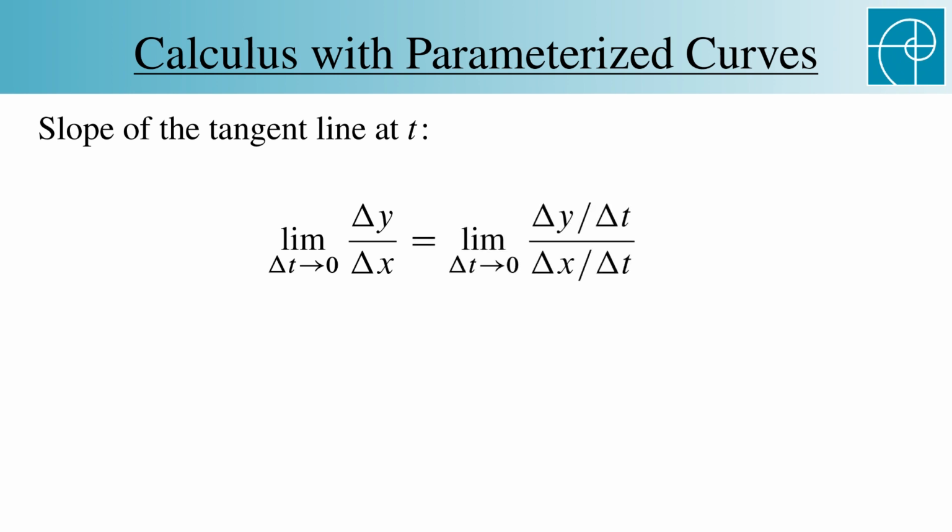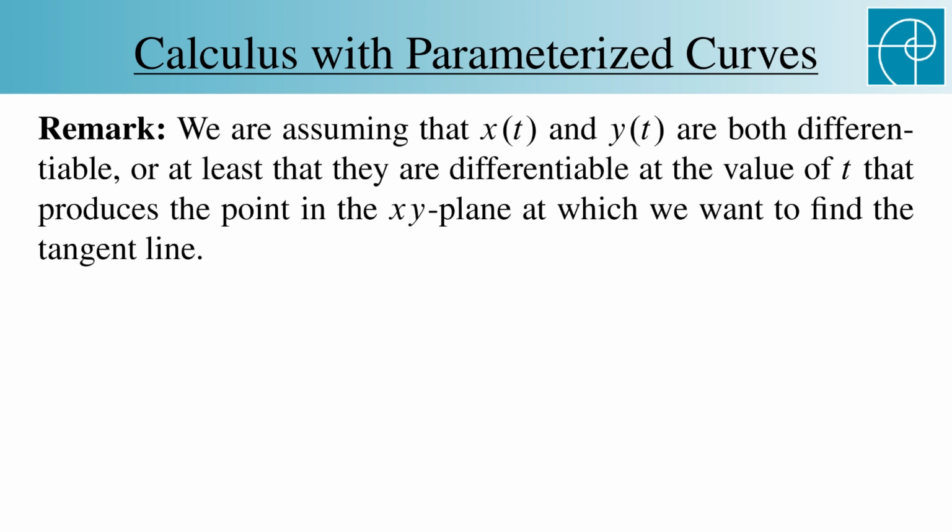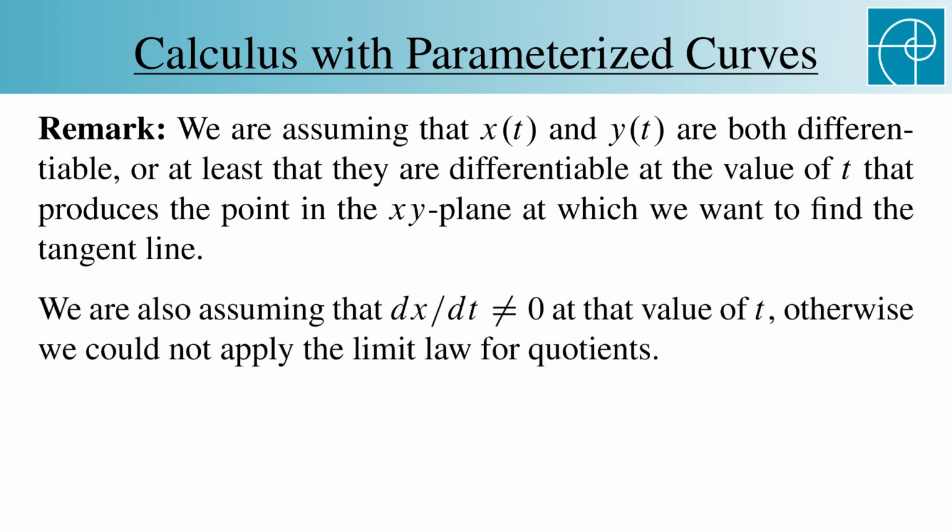We can divide both the top and the bottom by delta t and then apply the limit law for quotients to get this. But this is just dy dt over dx dt. In other words, the slope of the tangent line is the ratio of the derivatives of the components defining the parameterization of the curve. We're assuming that x of t and y of t are both differentiable, or at least they're differentiable at the value of t that produces the point in the xy plane at which we want to find the tangent line. We're also assuming that dx dt isn't 0 at that value of t, otherwise we couldn't apply the limit law for quotients.